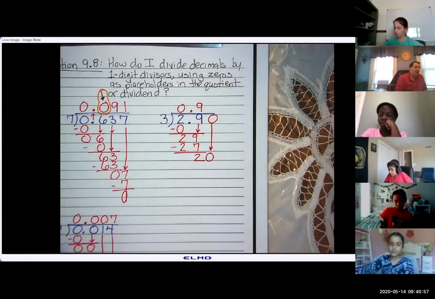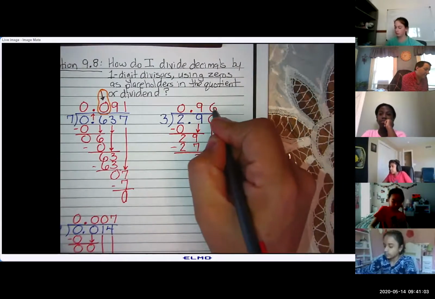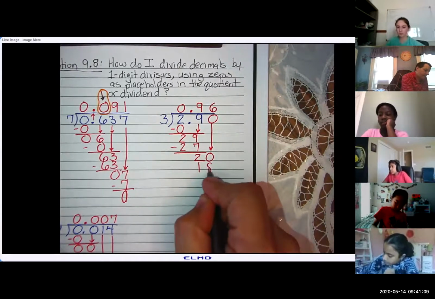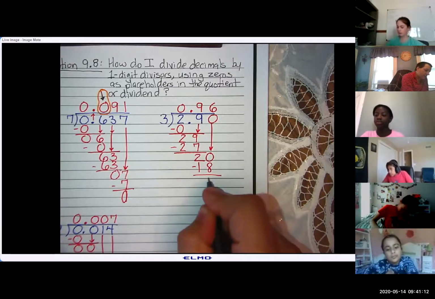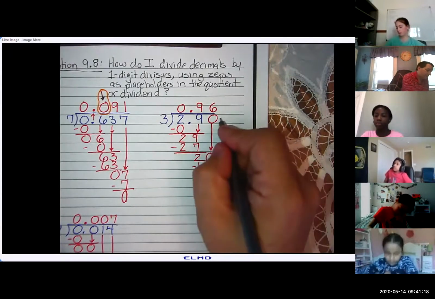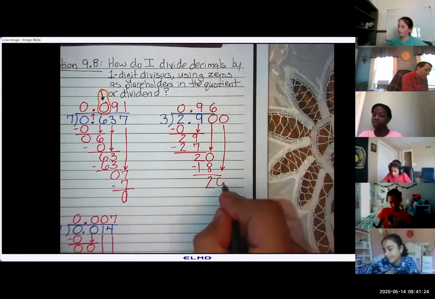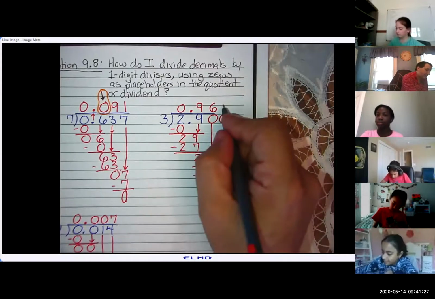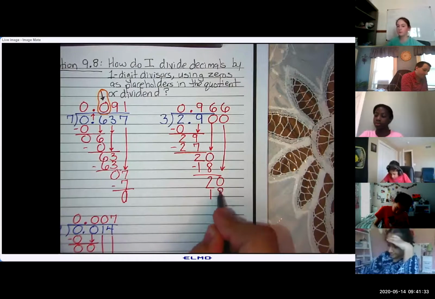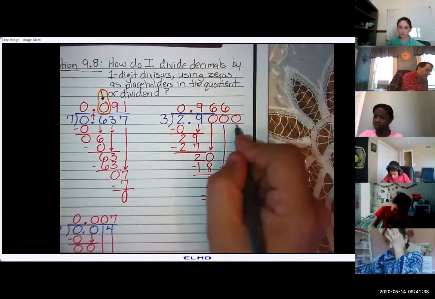What is 20 divided by 3? It'd be 6. 6 times 3 is 18. 20 minus 18 is 2. What do I do? Put in a 0. Bring it down. I have 20. 20 divided by 3 is 6. 6 times 3 is 18. 18 from 20 is 2. Put in a 0. Bring it down.